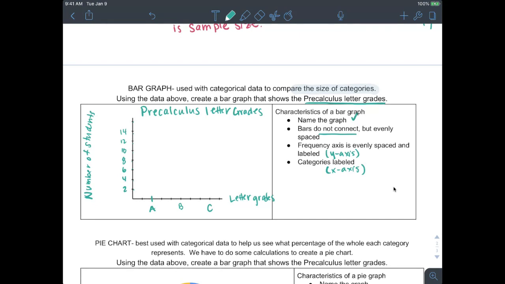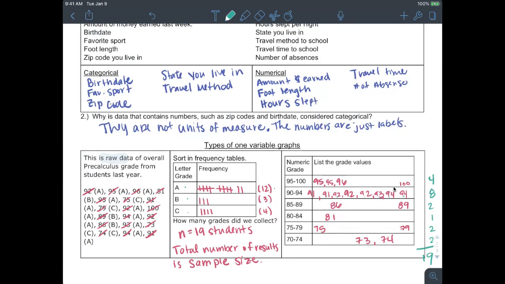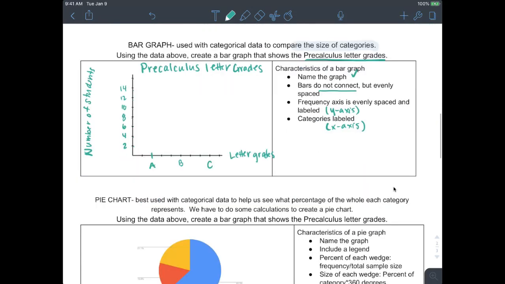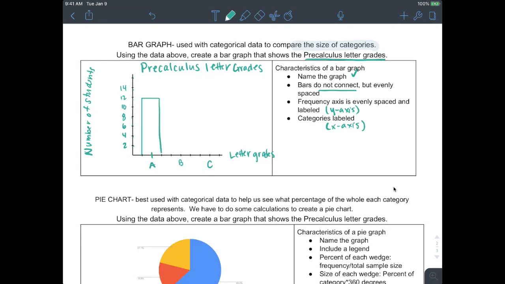Okay, for the A's, it looks like I have 12 A's. So I'm going to start here, go all the way up to 12, go over, and then down. And this is my first bar. So this bar represents 12 students.